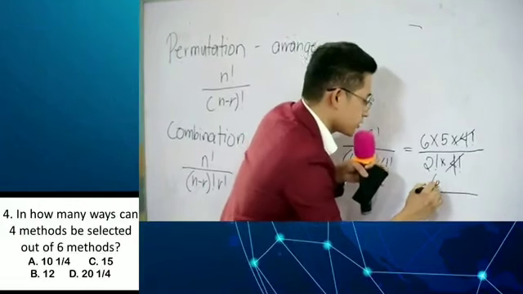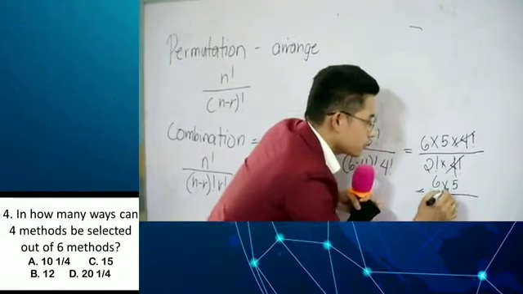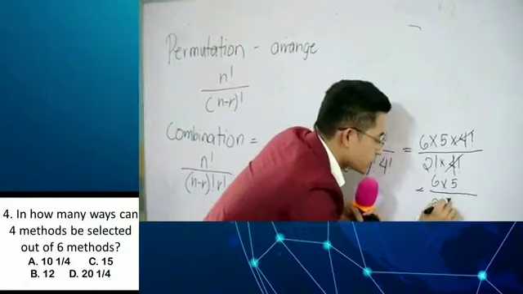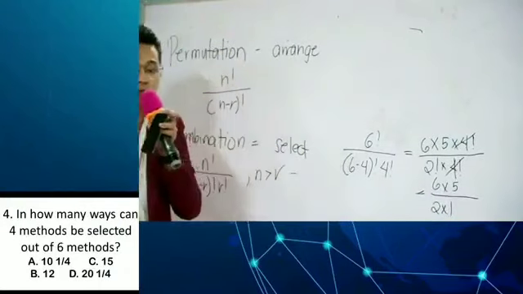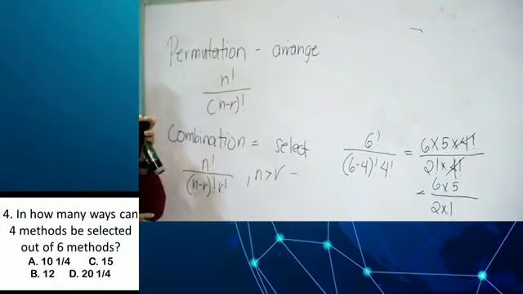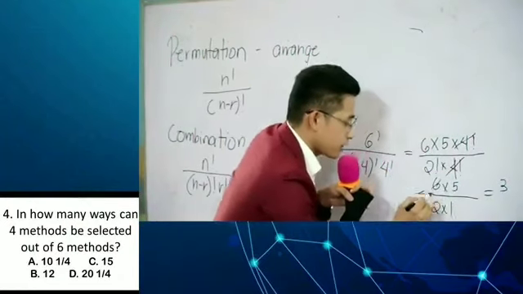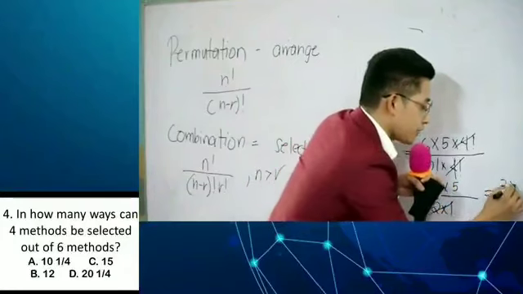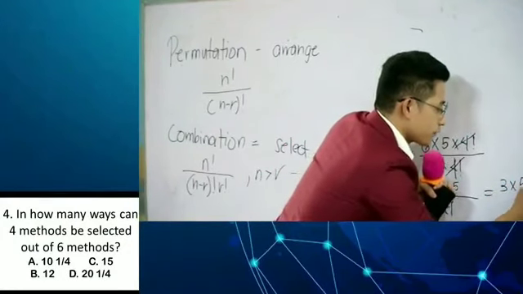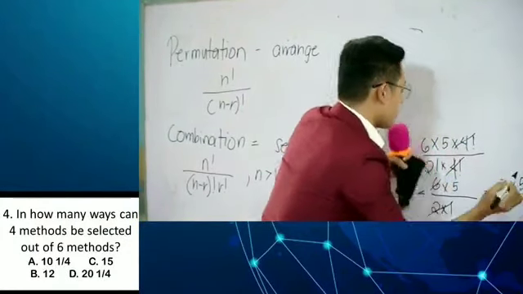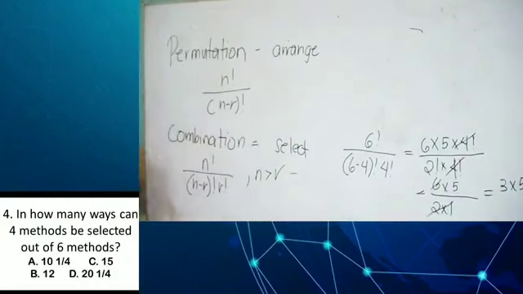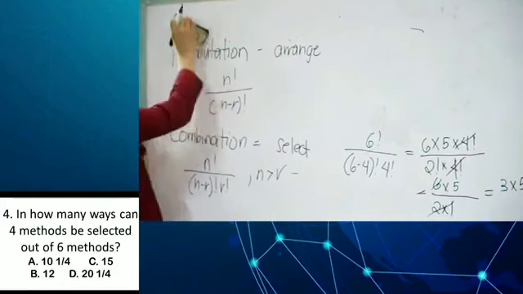Okay, which is 6 times 5 over 2 times 1. And we all know that when we divide 6 by 2, that is 3. So 3 times 5. We can cancel this. So 3 times 5 is equal to 15 ways. Okay? So there are 15 ways to select 4 methods out of 6 methods. Okay? Next.